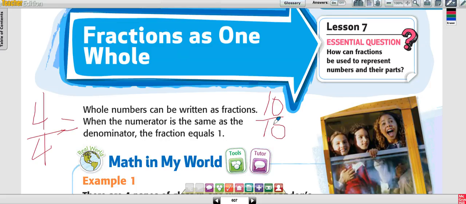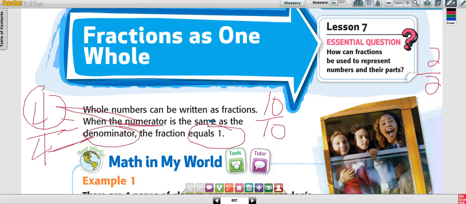or even if I have 2 over 2, all those fractions, if the numerator, which is the top number, by the way, and the denominator, which is the bottom number, if those two numbers are the same, it's going to equal what? 1.